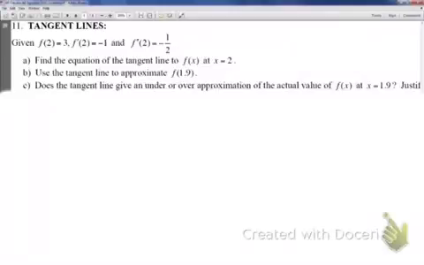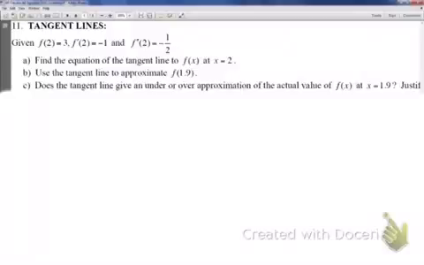in this problem. There are 3 parts to this problem. Part 1 says, find the equation of a tangent line to f of x at x equals 2. Amazing. There are 2 things I need to write the equation of a tangent line. Who can tell me the 2 things I need? A slope and a point.